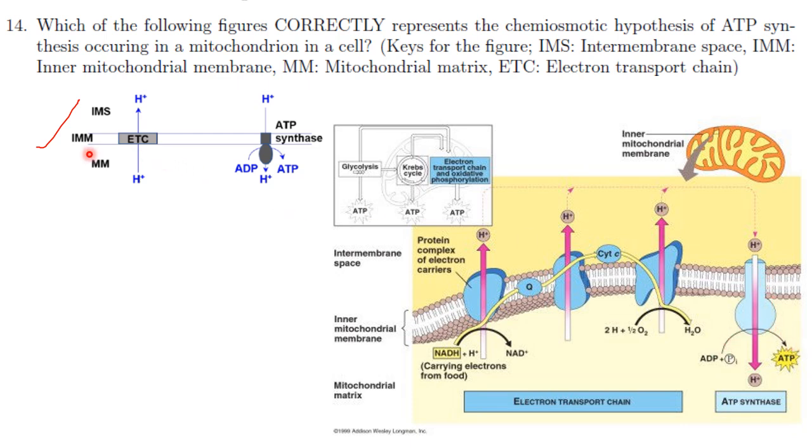So if you see, this IMS is the intermembrane space, the inner mitochondrial membrane, and this is the mitochondrial matrix. This is the electron transport complex. This is the ATP synthase. See here, ATP is synthesized by the F1 of the ATP synthase complex. F0 is through which H positive ions enter the matrix. So A is the correct answer.